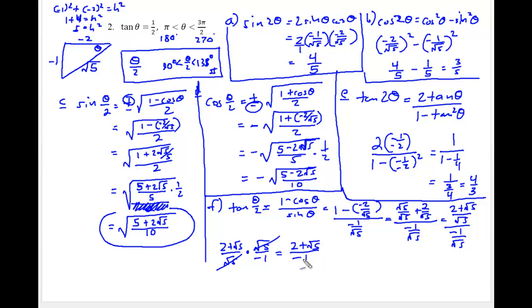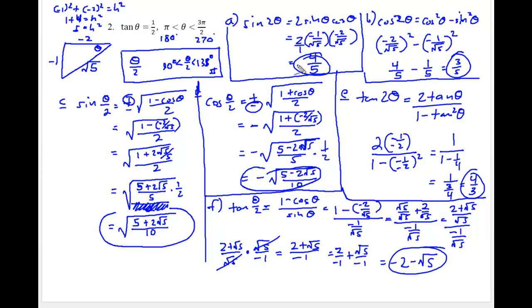Now since this is a monomial in the denominator, I can take everything in the numerator and divide it by negative 1, like so. And that gives me the answer that matches the back of the book, negative 2 minus the square root of 5. So there's your answer to parts F, E, D, C, B, and A.